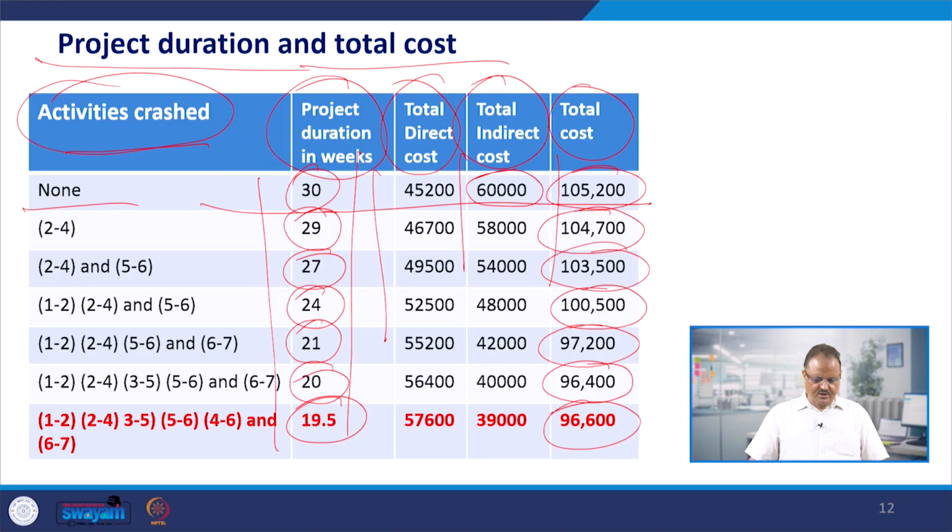And finally, for the lowest duration of the project, that is 19.5 weeks, we could find out that the final cost of the project is 96,600 rupees. So this is how PERT and CPM work and how these techniques can be used.